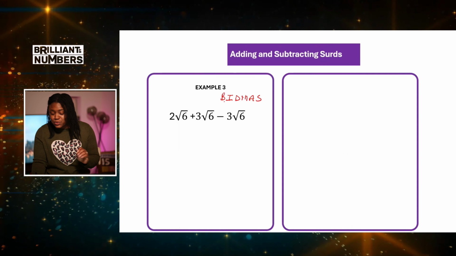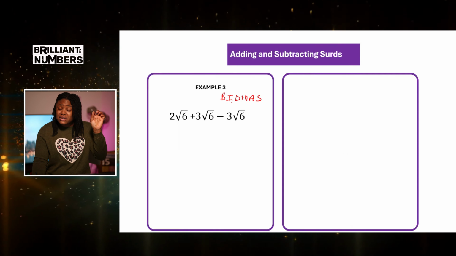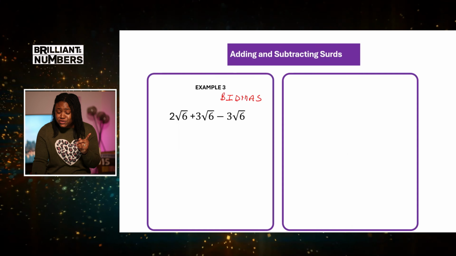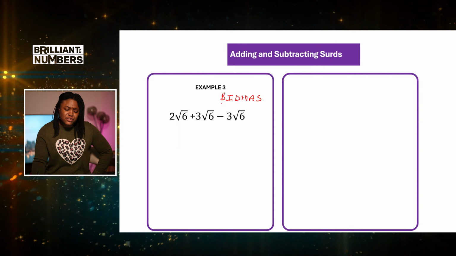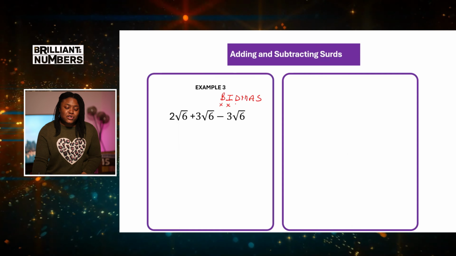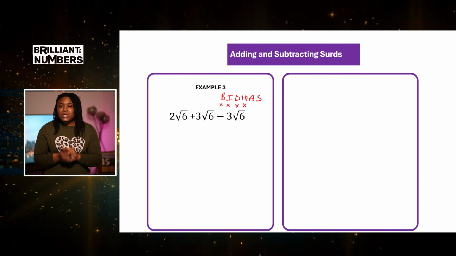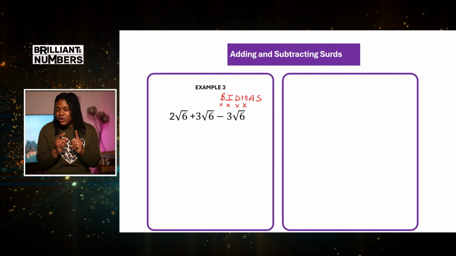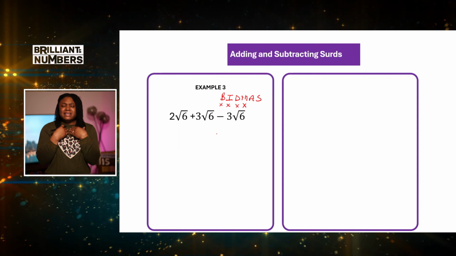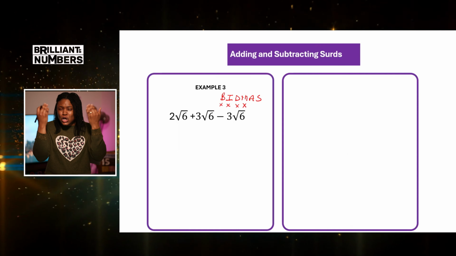If there are no brackets, we move along. I is for indices. We take care of our powers if there are powers. If there are no powers, we go to the D for division. You can see here we have, I'm just going to X them as I go. There are no brackets here, no indices, no division, no multiplication, which means therefore we need to do addition first before our subtraction.